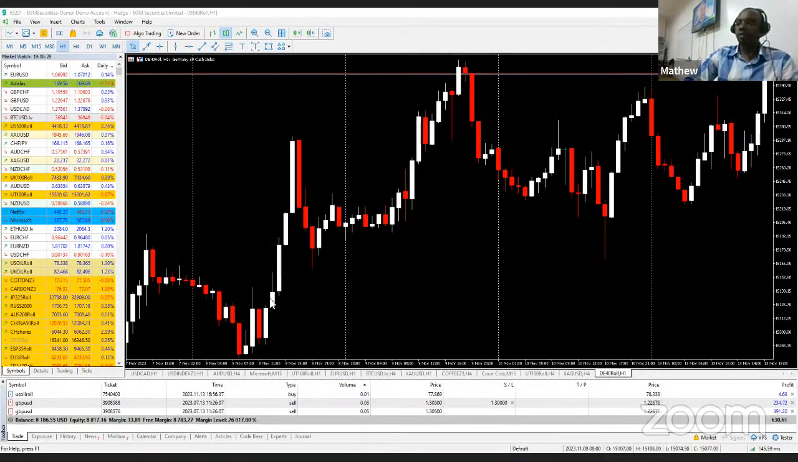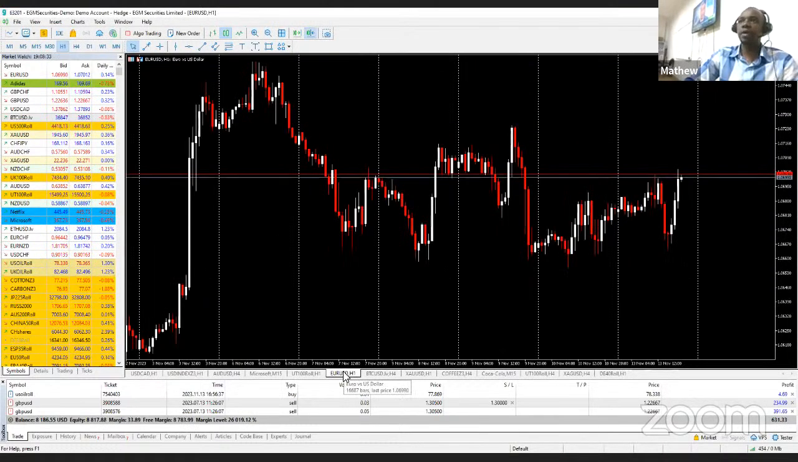So let's look at our MT5. Awesome. I believe everyone can see my MT5. So let's have a look at maybe Euro USD. First, let's install the 50 and the 200 EMAs.